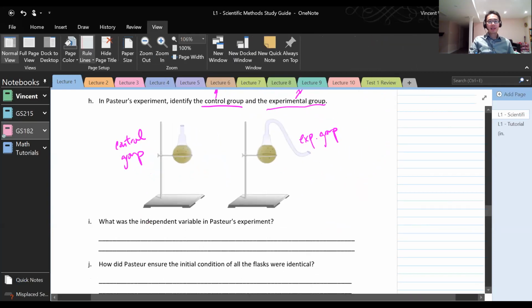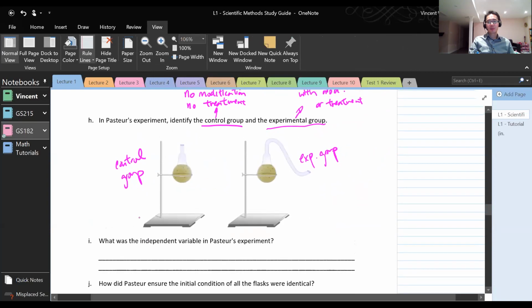What was the independent variable in Pasteur's experiment? What was the one thing that he deliberately changed? It is the type of opening, right? For the flask. Okay. Do you have an open top flask or do you have a swan neck? Swan neck. Okay.